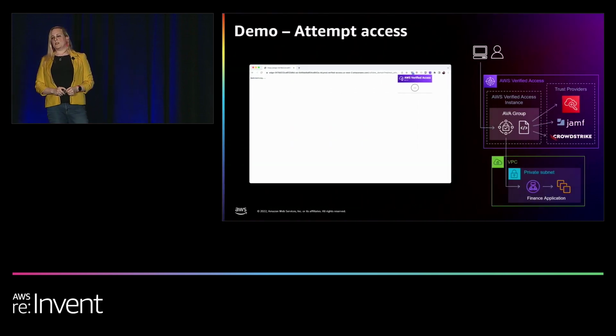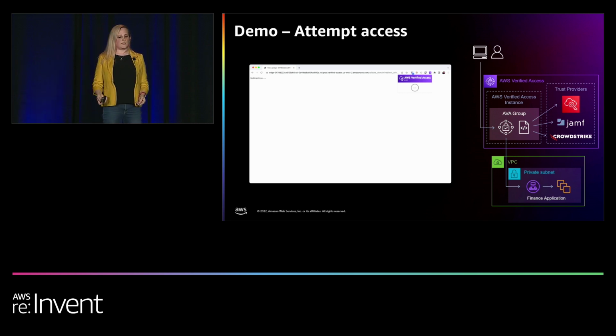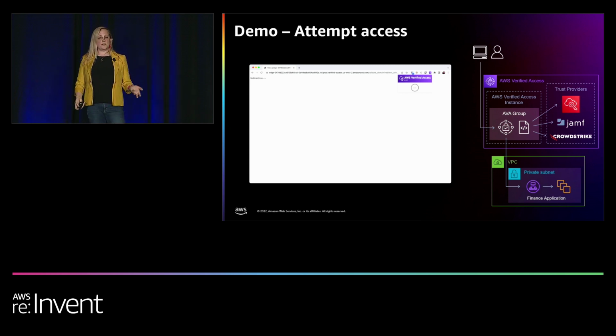Great. So my endpoint is updated. I'm going to try accessing it first from a device that I haven't actually registered with my trust provider. In this case, even though I've installed the browser plugin, you can see here that I have the Verified Access browser plugin, I actually don't get access, because there's no agent to read that encrypted bit of data from.